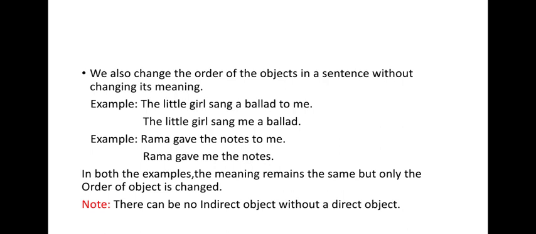Now let's see the second example. Rama gave the notes to me. Here also we can rewrite the sentence as Rama gave me the notes. In the first example, Rama gave the notes to me. Here we have one direct object and a prepositional object. In the second sentence, we have an indirect object as well as a direct object. I hope you're getting it clear. In both examples, the meaning remains the same, but only the order of the object is changed. So one important thing for you to remember is there can be no indirect object without a direct object.